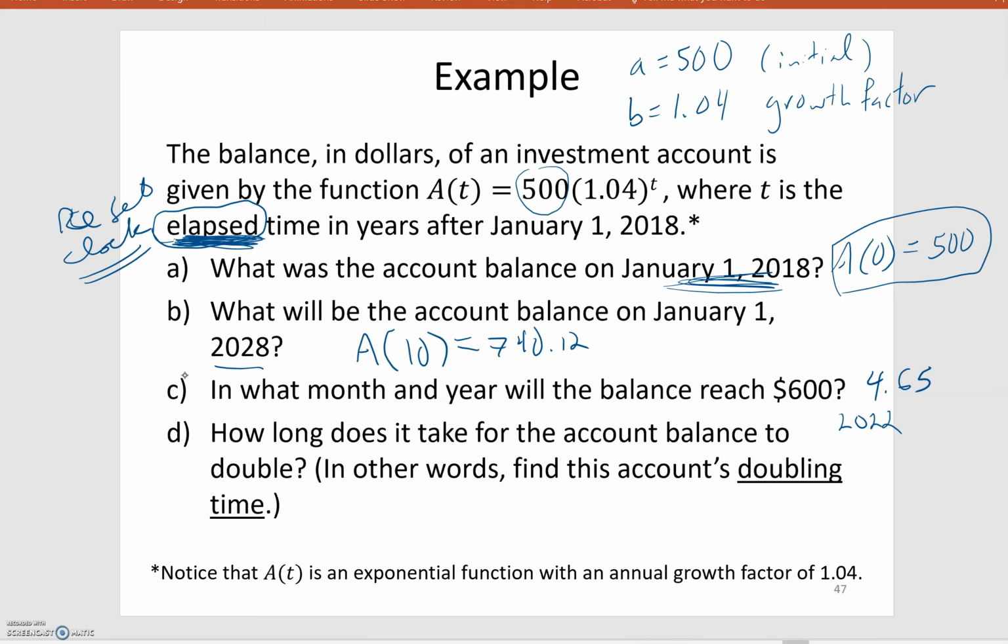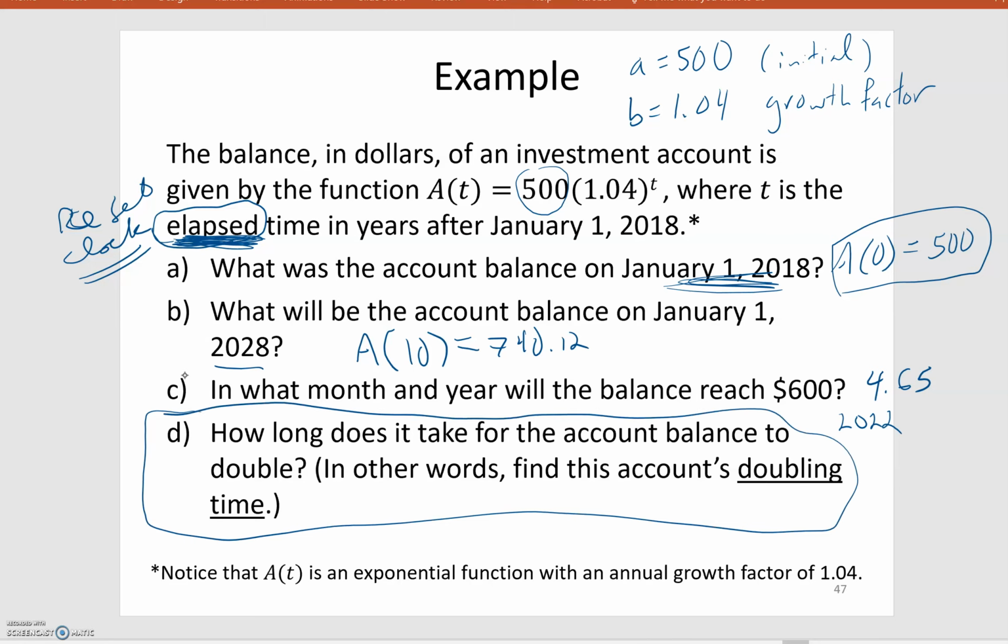All right. What about part D? How long does it take for the account balance to double? So I want to pay special attention to this because doubling time, which is what we're actually finding here, is a very commonly computed value in terms of exponential functions. And here's our first example of this. So we want to know how long it takes to double, and $500 is what we started with, so this is the time to get to $1,000.